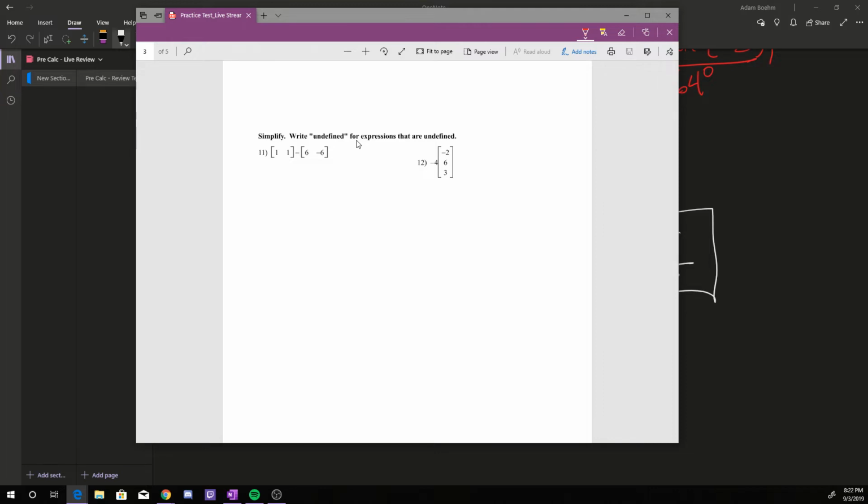So 1 minus 6, negative 6. It's really 1 minus 6. And then the second element is 1 minus a negative 6. So you simplify both of those. 1 minus 6 is negative 5. 1 minus a negative 6 is positive 7. And that's your answer. That's all I'm going to ask. We'll get to harder stuff later on in the semester, but that's it for now. As long as you know how to do that, we're good.